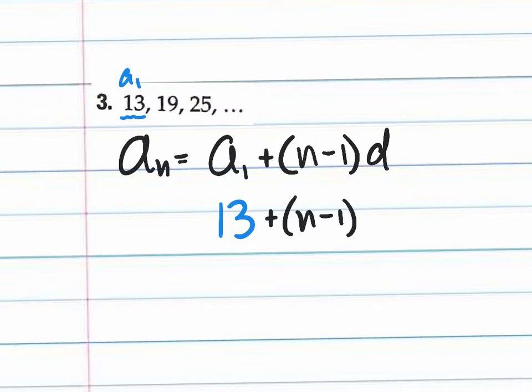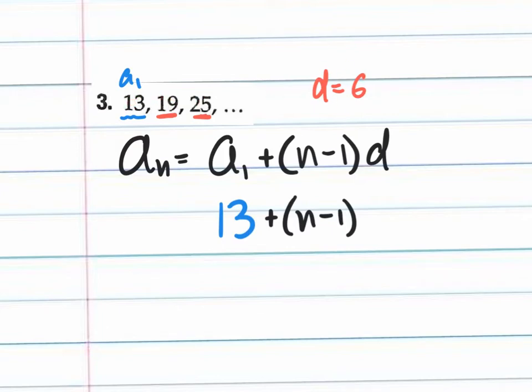We do have a common difference. What is that common difference? Pick any number and subtract the previous one from it. 25 take away 19 is 6. So our common difference will be 6. And it doesn't matter if we picked this one take away this one, or we could have gone 19 take away 13. That's also 6.